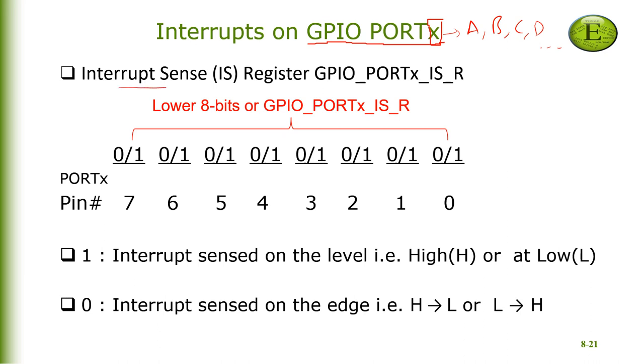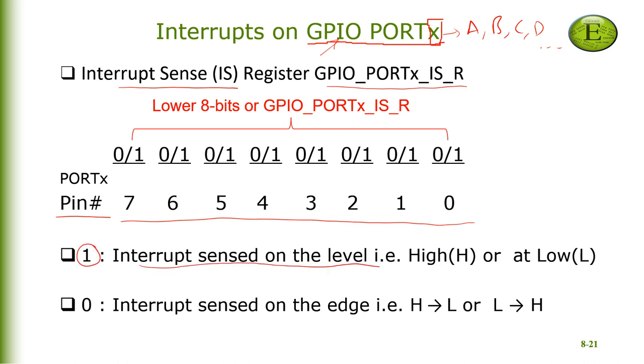The first one is the interrupt sense. For the configuration of the GPIO port interrupts, the first register is the GPIO port X interrupt sense register. Again, we are going to configure the least significant 8 bits, because these correspond to the 8 pins of port X. Setting a bit to 1 means that the interrupt is going to be sensed on the level, either high or low. That will be decided later. But really, setting the bit to 1 in the GPIO port X interrupt sense register says that we are going to sense the interrupt at the voltage level, high or low.